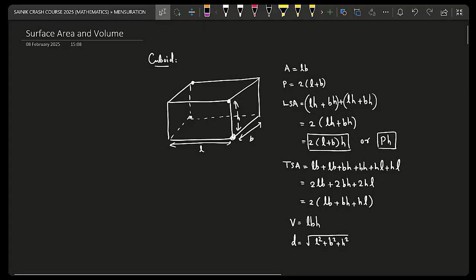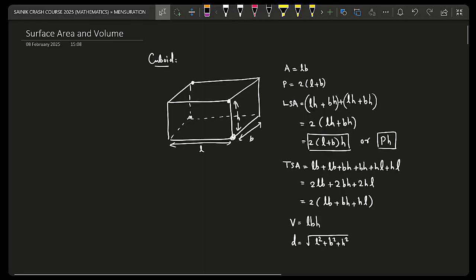Mayuk, what is your doubt? Sir, what does lateral surface mean? Lateral surface means the sides of the solid, that is, the side walls. Suppose you are sitting inside a room, surrounded by four walls. Only those walls come under lateral surface area. But total surface area means the floor and the ceiling also come.